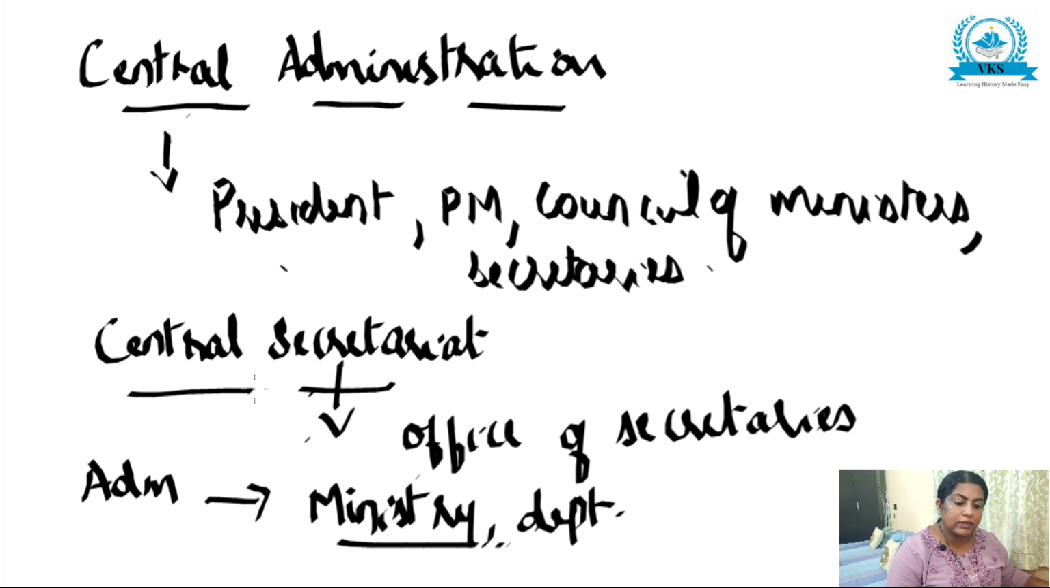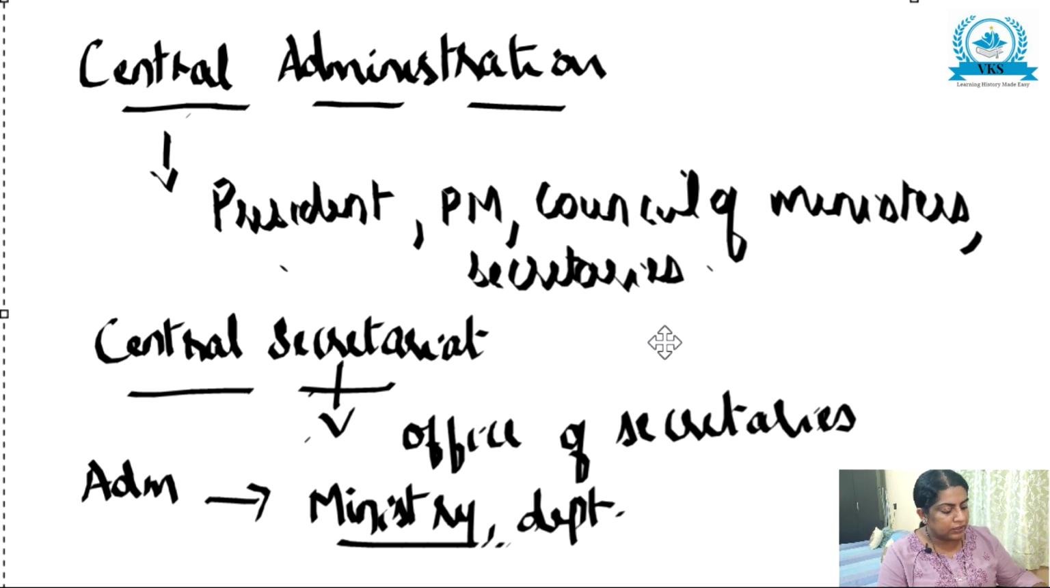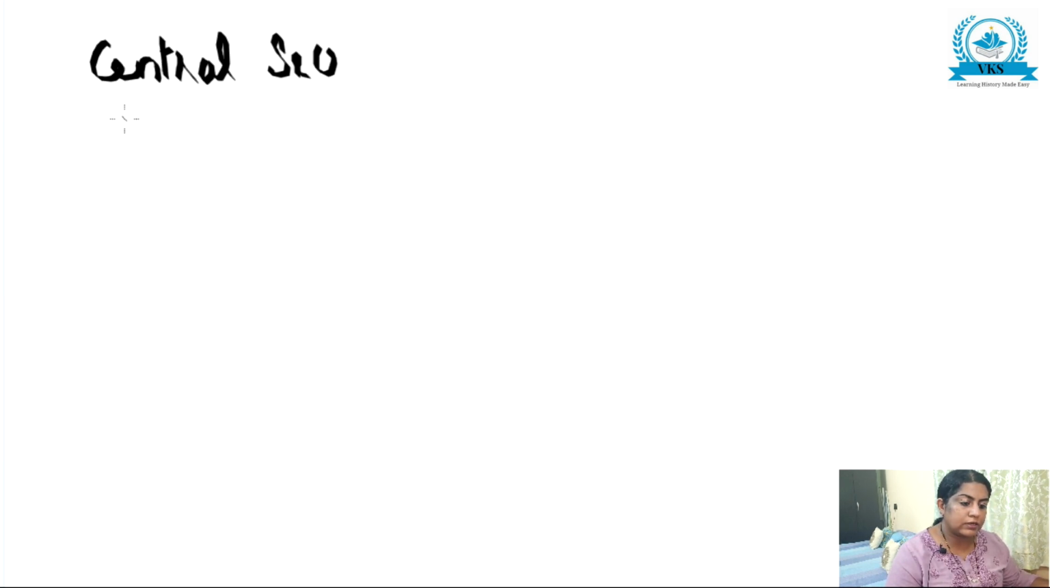Now, this central secretariat has a hierarchical order. The different departmental or hierarchical order is there. So let us see which are the different categories in this. If we see the central secretariat, it has a hierarchical order.